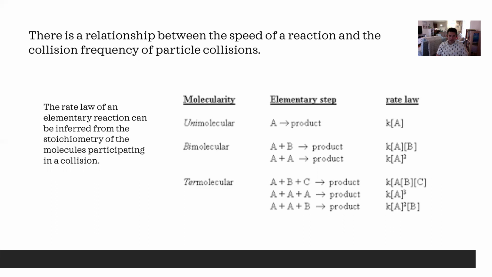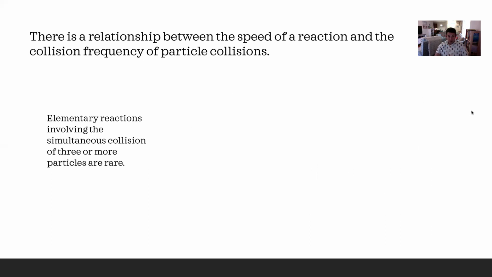It's very unlikely. So our reaction mechanisms take a pretty complicated reaction and break it down into these smaller elementary steps that are either uni, bi, or termolecular. It allows for these complicated things to be broken down into simpler steps, and each individual elementary step will have its own rate law. Now, elementary reactions involving the simultaneous collision of 3 or more particles are rare. Even the termolecular are rare, so it's typically going to be either uni or bimolecular.